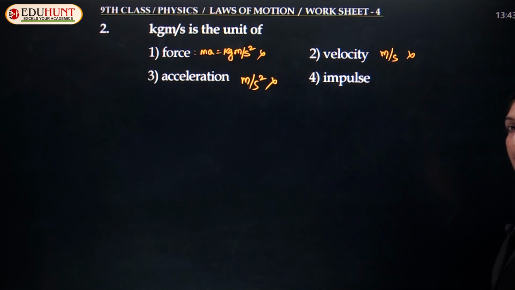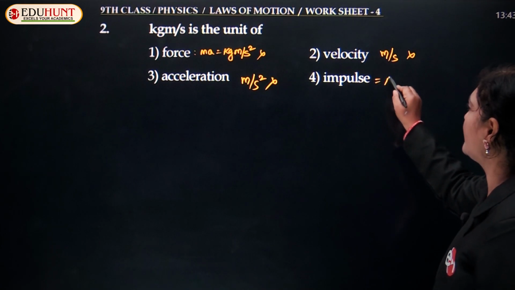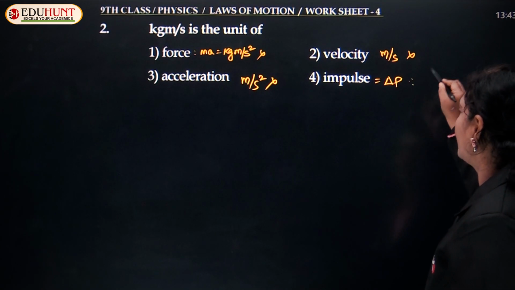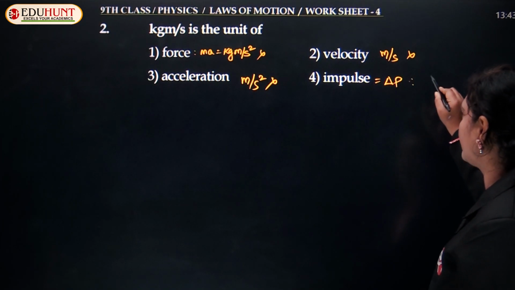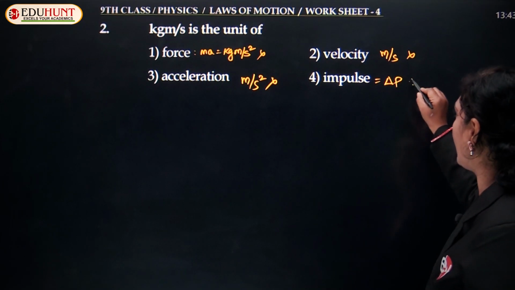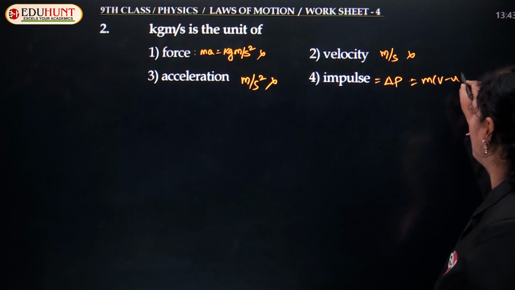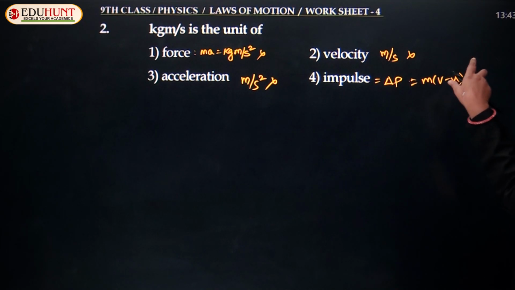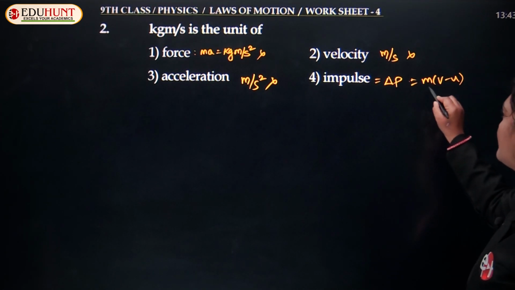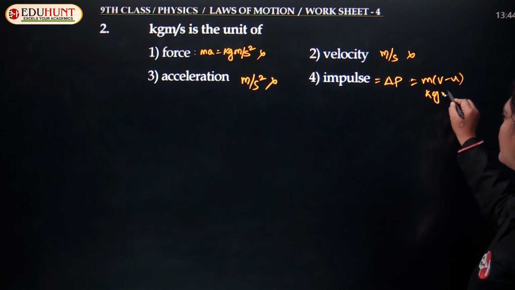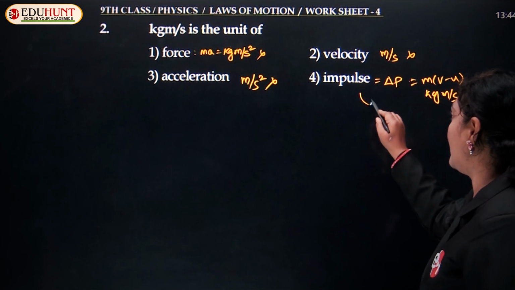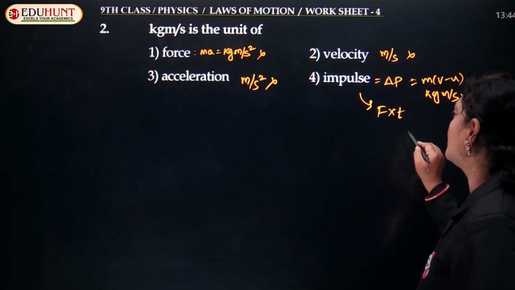Now coming to the impulse. Impulse is nothing but change in momentum, and I can explain the units in two different ways. First, m into (v minus u): v minus u indicates the physical quantity velocity. So mass is measured in kg and velocity is measured in meter per second. Hence, it goes well. Or else the same impulse can also be written as force into time.